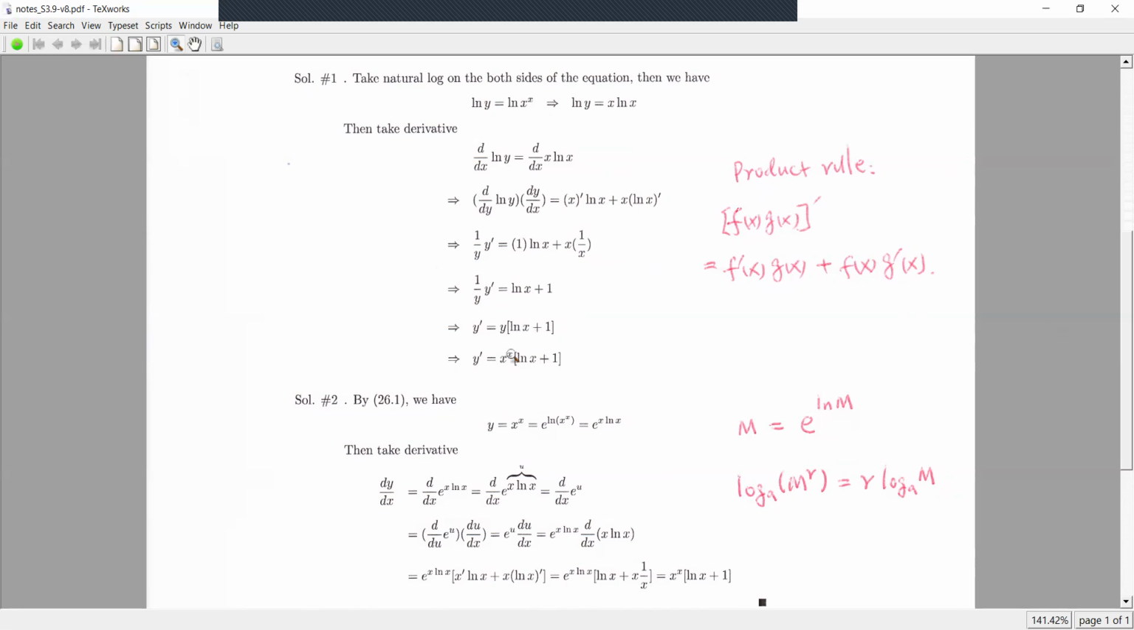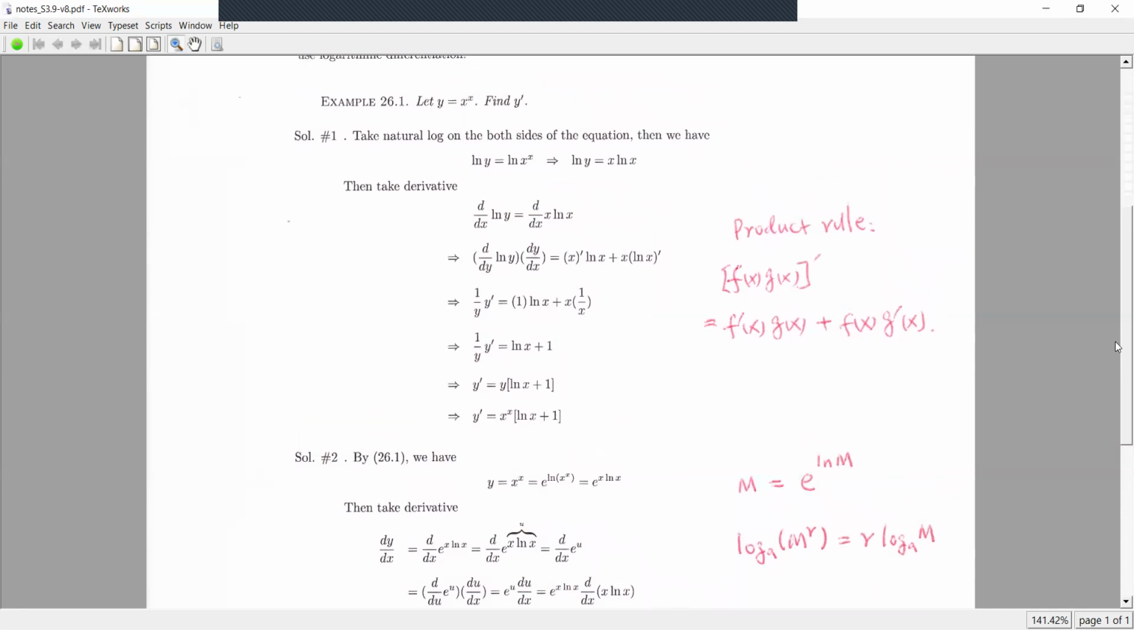In this example, I know y, I know the function. The function is x to x. I plug in x to x for the y here, then I have this equation. This result contains only x, no y. This is the answer to this example.